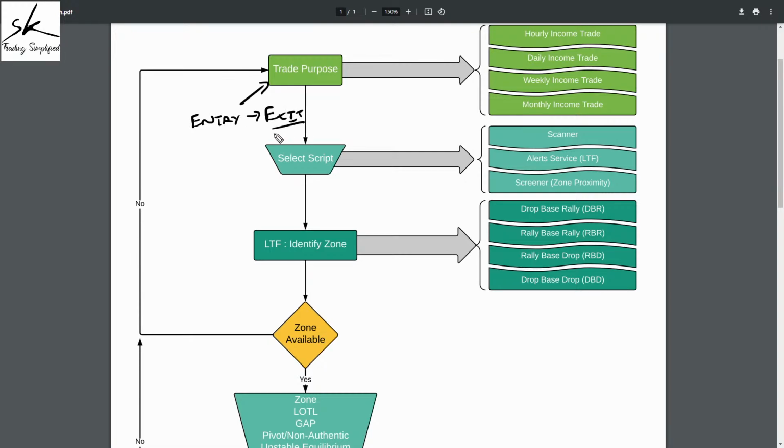So when I'm talking about the exit here, the exit can be the target, the exit can be break even, the exit can be the trailing stop loss, the exit can also be the stop loss, any kind of exit. So now the question is, why are we starting with the trade purpose as step number one?